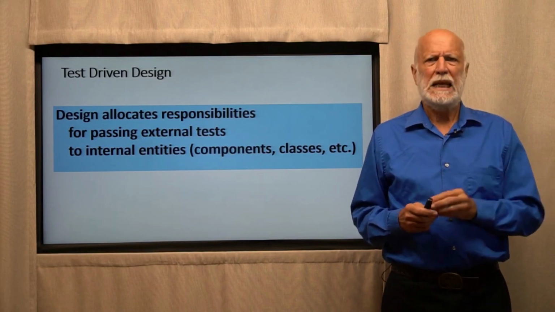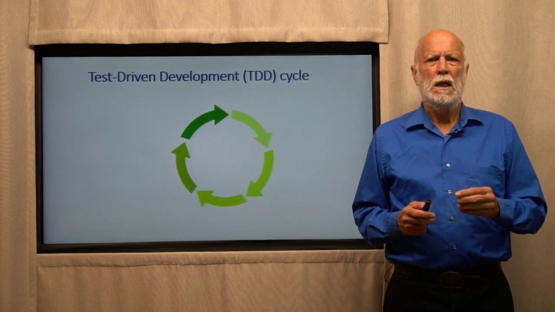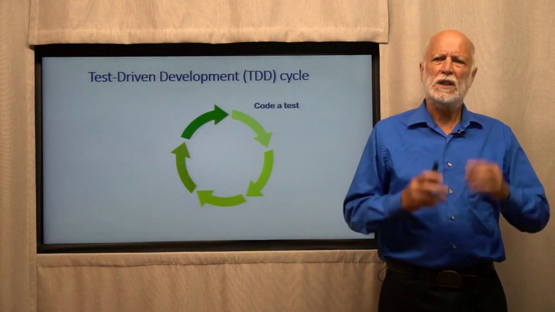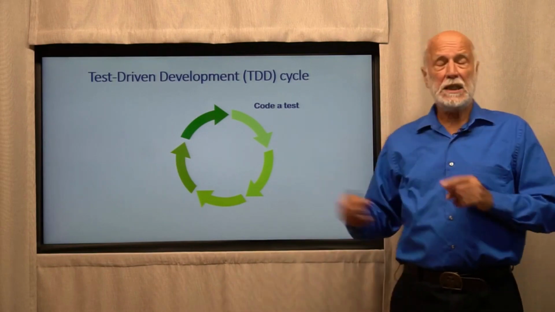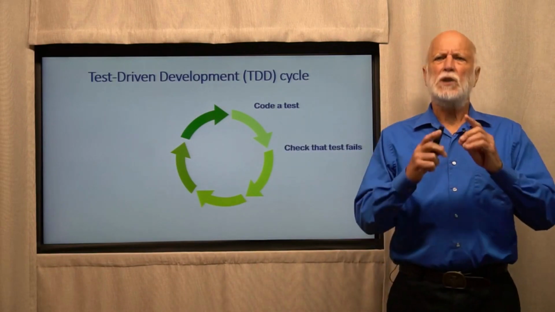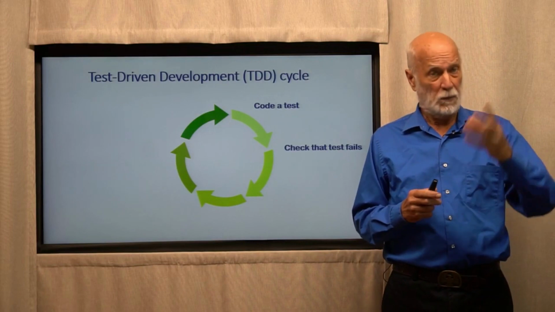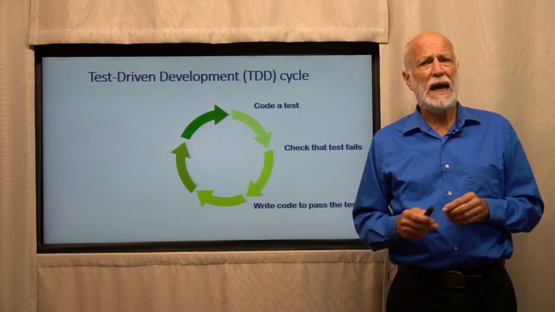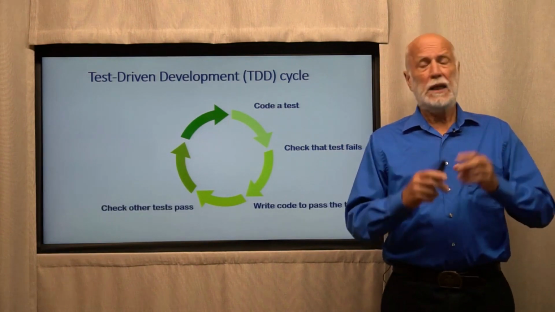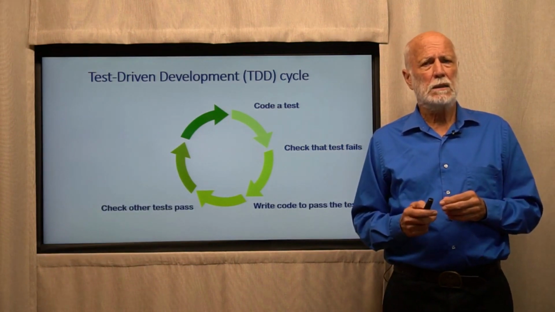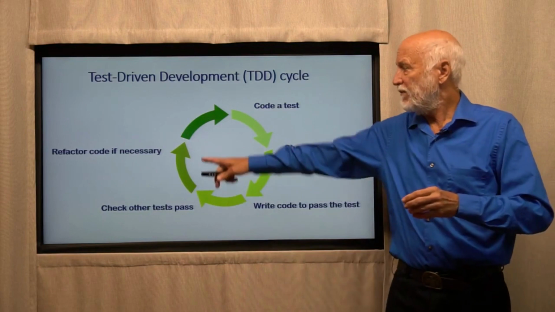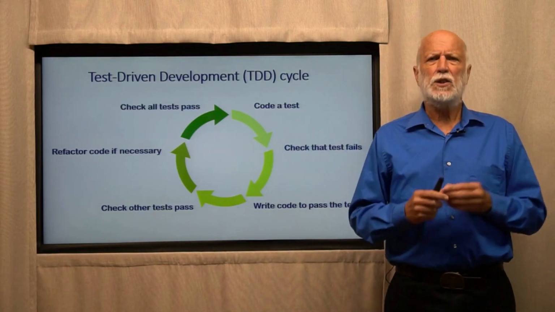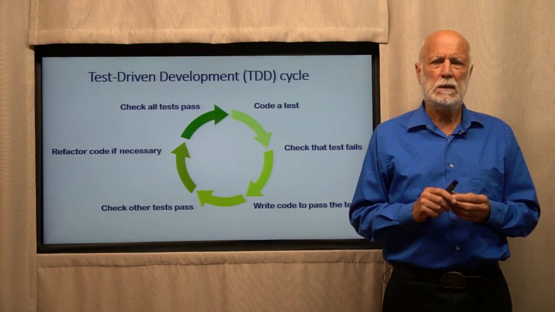That's test-driven design. We also have a test-driven development cycle, which consists of writing the test first, checking that the test fails to make sure that the test is actually testing something, writing the code to pass the test, checking that all the other tests still pass, now looking at our code and refactoring it if necessary to make it a little cleaner, and finally checking all the other tests pass.